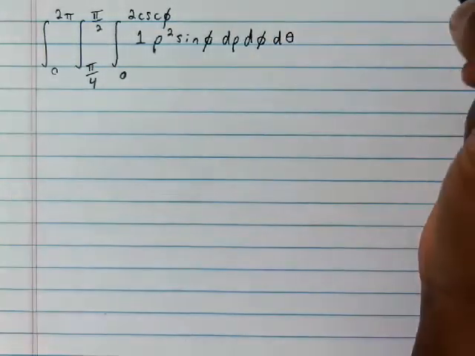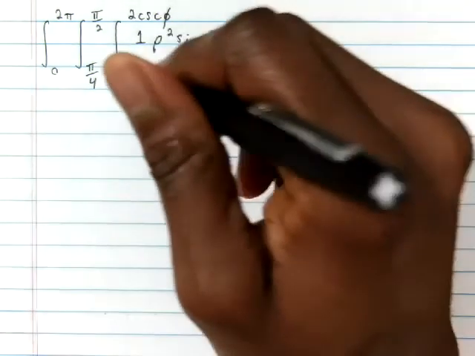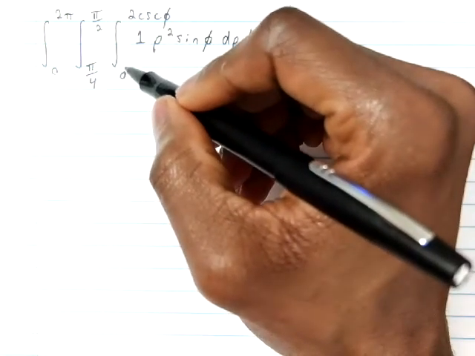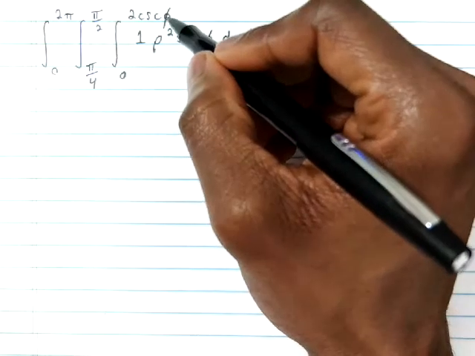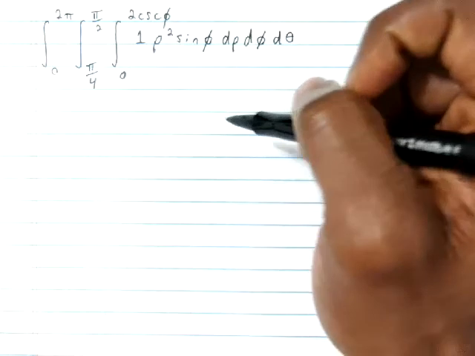So notice here you cannot split this up into a product of three single integrals as I did in the previous example, because these bounds here are not all constants. All of your bounds have to be constants.